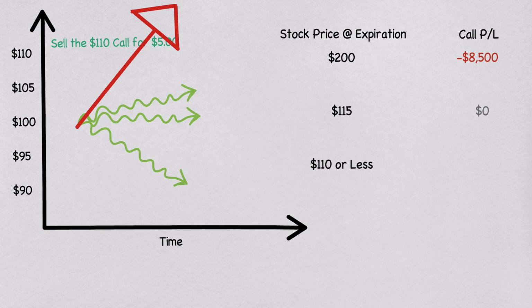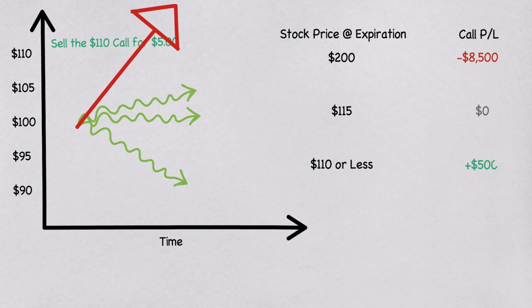Now, if the stock price was right at $115 per share at expiration, there would be no profit or loss on that call position because since we sold the call option for $5, the call option would be worth $5 if the stock price was at $115 because, as you know, with the stock price at $115, there's $5 of value in being able to buy shares of stock $5 below the current market price.